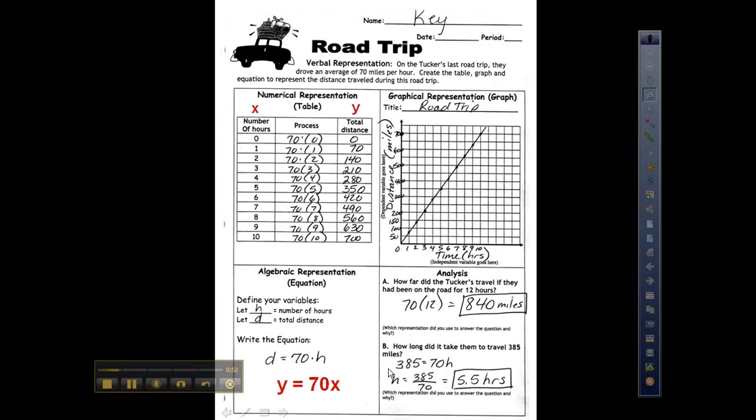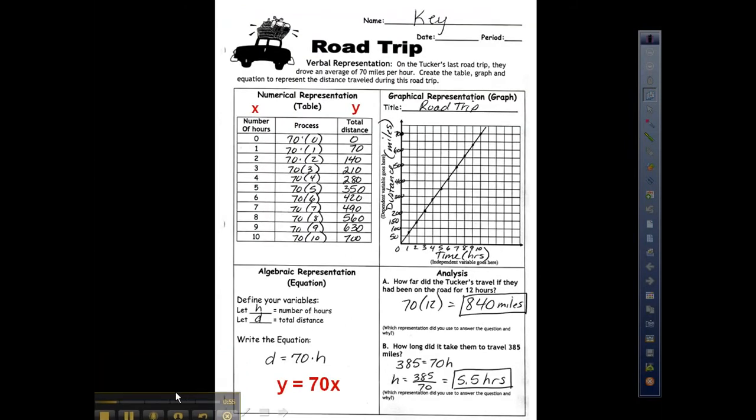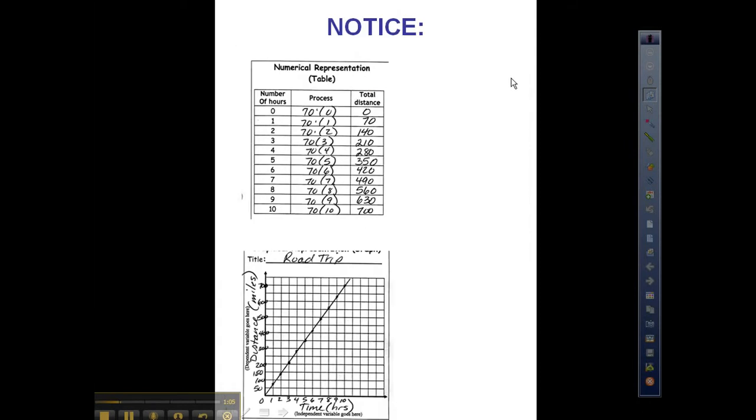All right, let me show you what I'm talking about. You guys remember Tucker's road trip? Okay, I'm going to use this one as my first example. And you guys have a copy of this in your journal. Take a look at the table here. And there's some things I want you to notice.